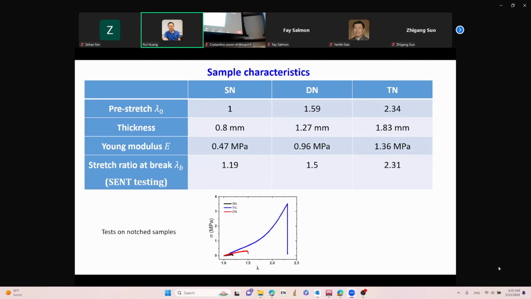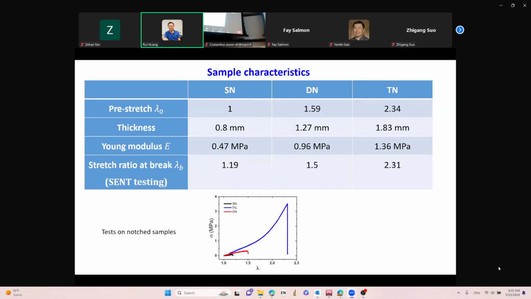They have different Young's moduli, so they get stiffer, and they also have different toughness. These are tests on notched samples, stress-strain, and the single network here is in black. You can see that when it's moderately stretched, you get some increased extensibility. And when you go to the triple network here, which is highly pre-stretched, it becomes significantly tougher.